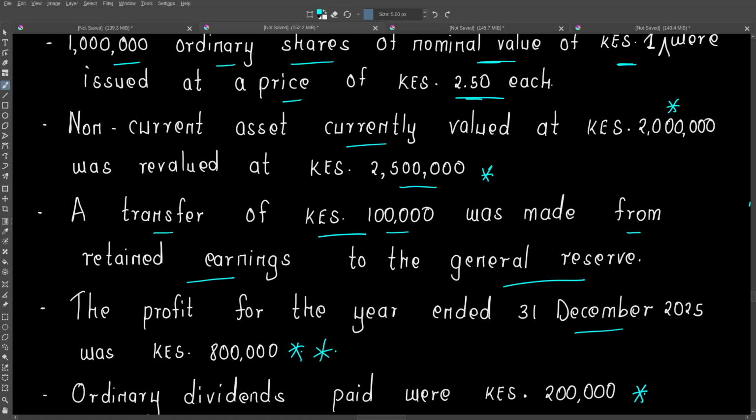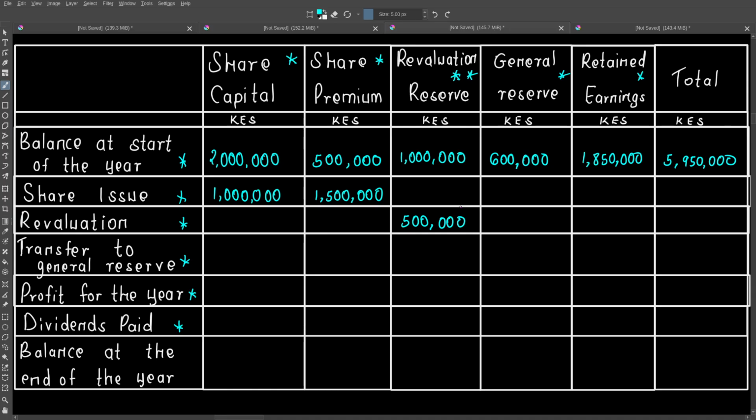Then another movement is a transfer of Kenyan shillings 100,000 that was made from the retained earnings to the general reserve. It was made from where? Retained earnings to the general reserve. As the statement says, that's how we should show the movement. It was made from the retained earnings. So from our retained earnings, you're going to less 100,000 and move that amount to our general reserve by adding it there. So we've moved from the retained earnings, so we've less, and then we have taken that addition to the general reserve.